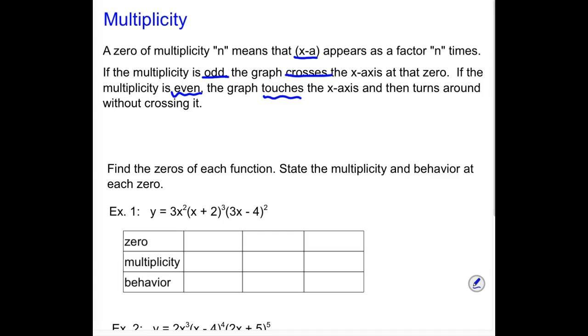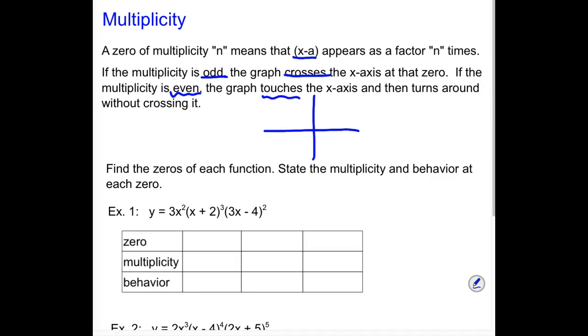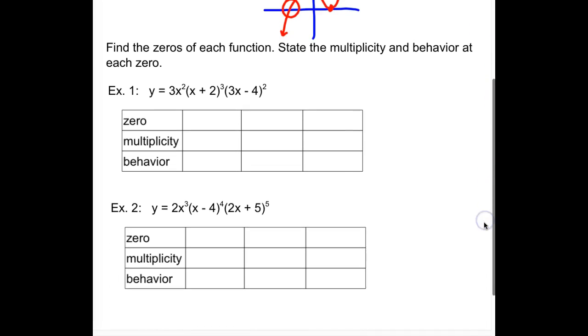Okay? So an odd multiplicity, we would have a graph crossing. An even multiplicity, we would have it touching and then turning back around. Okay? So the fact that it crosses there, I know that has an odd multiplicity. The fact that it's just touching and turning back around, I know that has an even multiplicity. All right, so we are going to look at our polynomials already in factored form, which makes finding the multiplicity much easier. It says to find the zeros, state the multiplicity, and look at the behavior at each of those zeros.